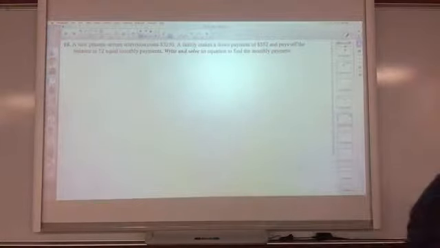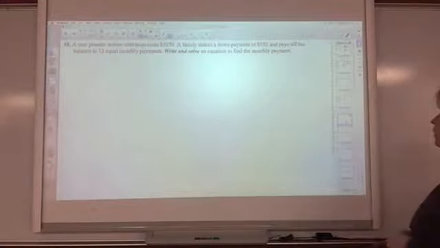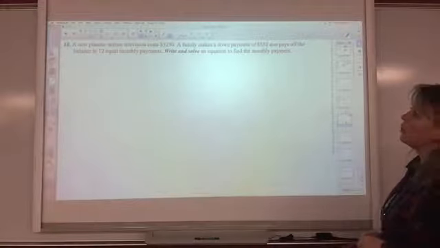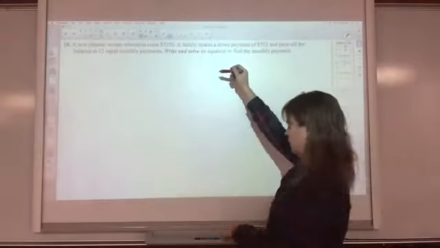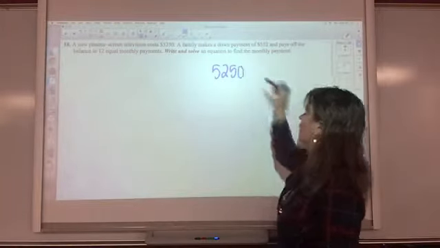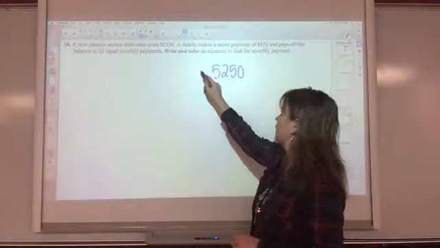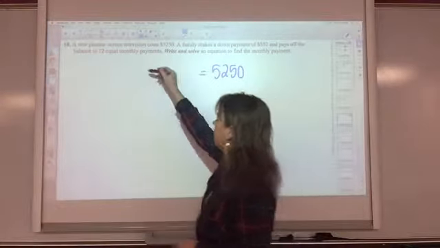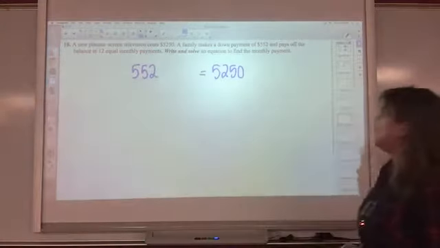Number 18. This is probably too small to read from the camera, but you have your paper in front of you. A new plasma screen television costs $5,250. We already know the total cost. A family makes a down payment of $552. They already took care of that. They already paid for that.